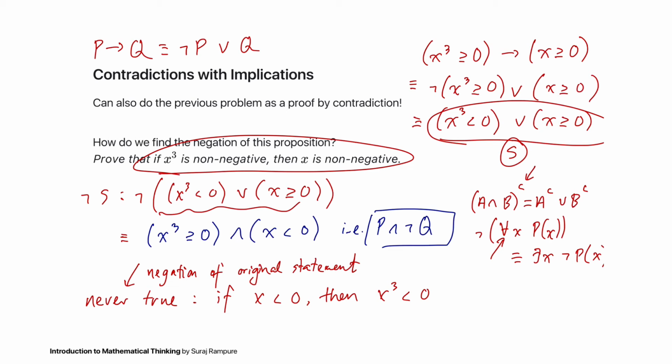Right? If we're assuming that p and not q holds, we're assuming that x cubed is greater than or equal to 0 and x is less than 0 at the same time. But if x is less than 0, i.e., if not q is true, then p can't be true. Is that clear? So if x is less than 0, x cubed cannot be greater than or equal to 0. So p and not q is never true at the same time. So that's a contradiction.